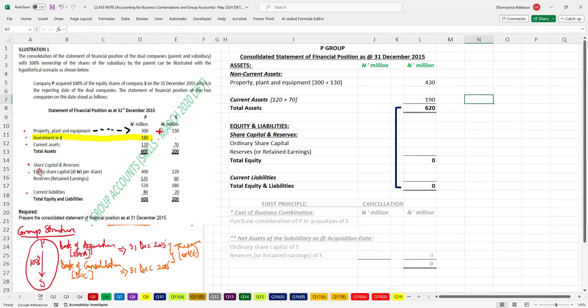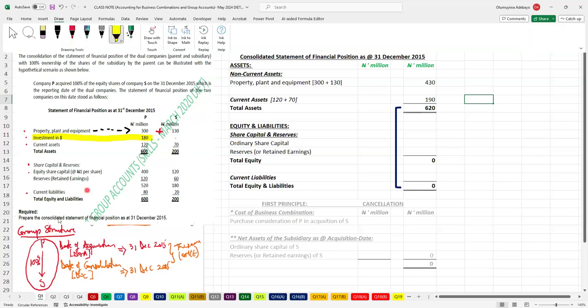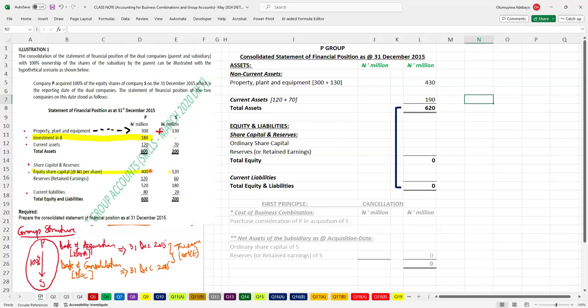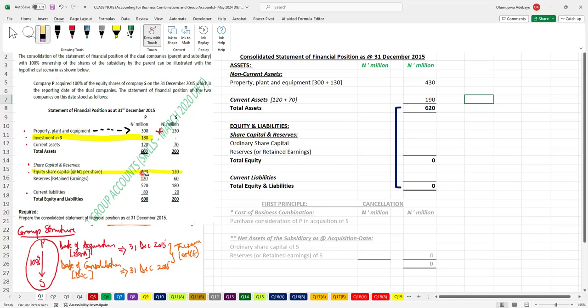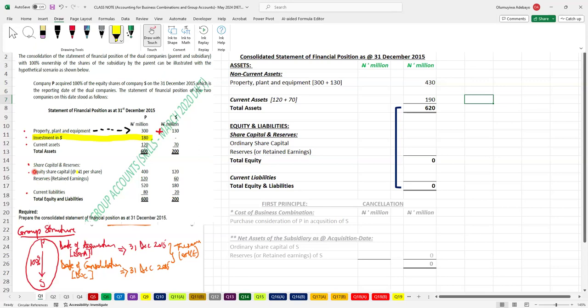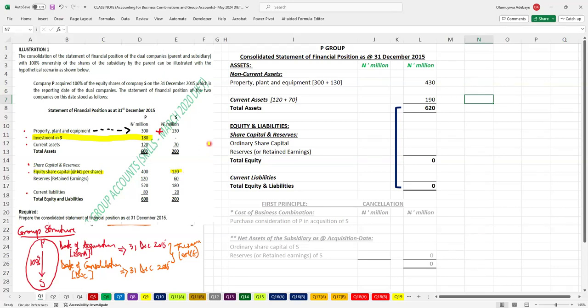Now let's go beneath. We have the equity being represented by the share capital and reserves. Now, the equity share capital also, for now, I'm going to ignore it, but I'm only going to ignore it for the subsidiary and not for the parent. Therefore, I'll be careful how I highlight it. Which means the only one I have for now is that of the parent. And what is that of the parent? It is 400.